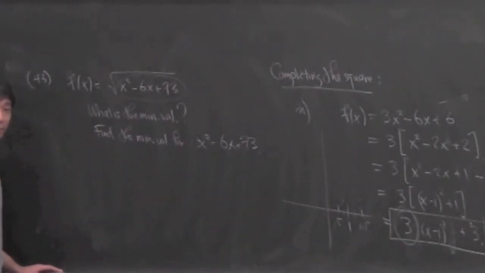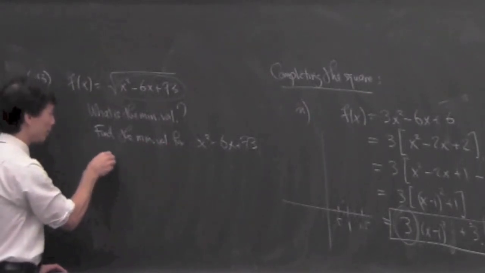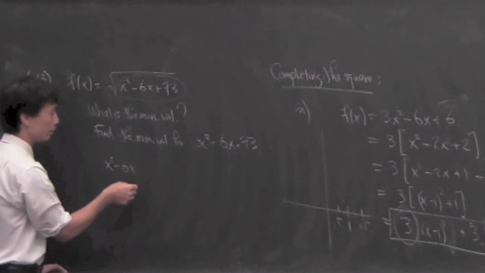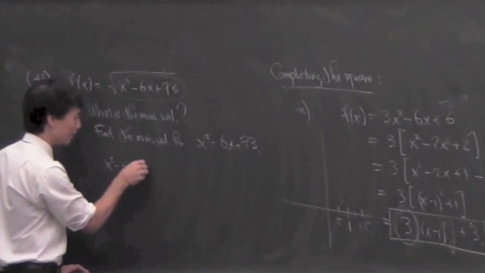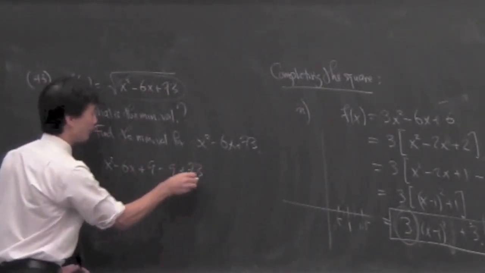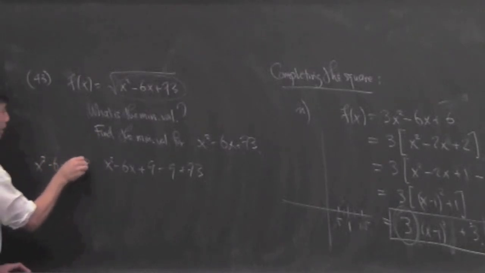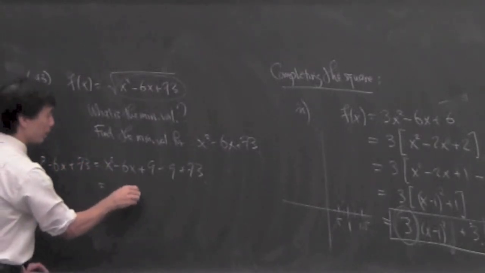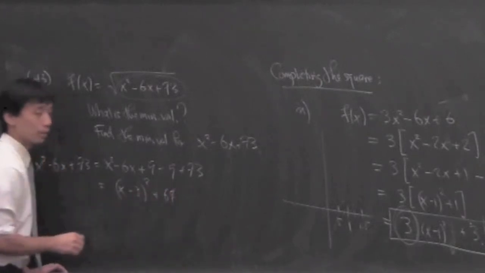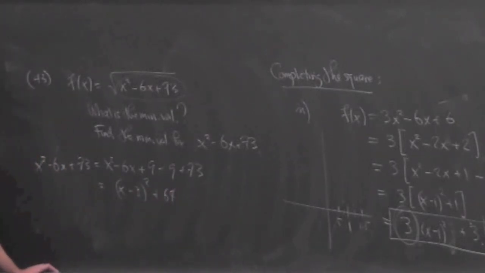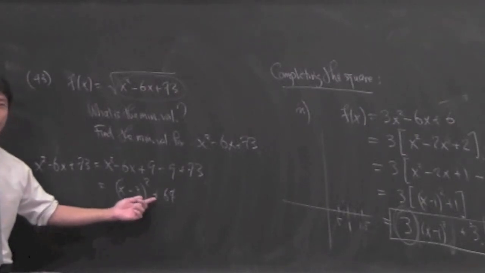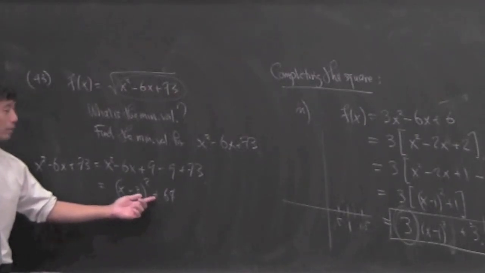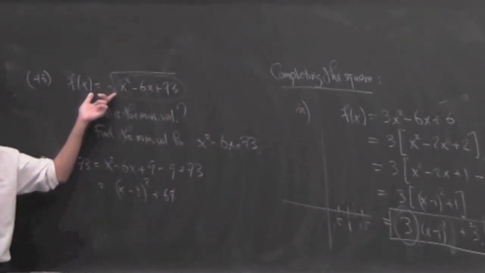Right? Somebody tell me how to do it. I'd like to complete the square. Yes, so that's 9. So add 9, subtract 9. The thing that we get is x minus 3 squared plus 64. Right? So what's the minimum value of this guy? 64. The minimum value of this guy is 64. And when we take the square root, we get 8.